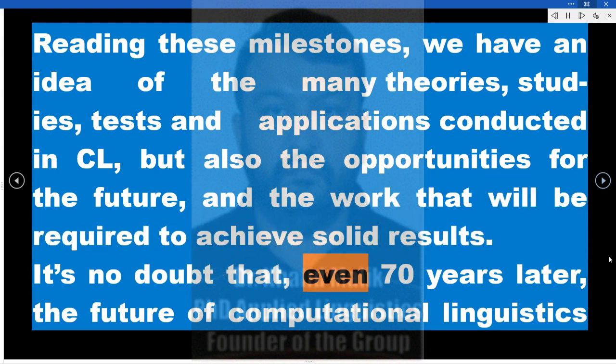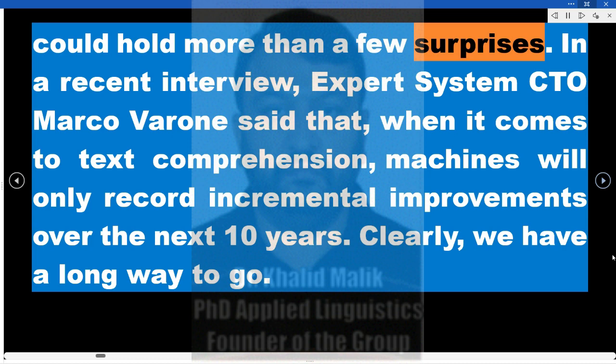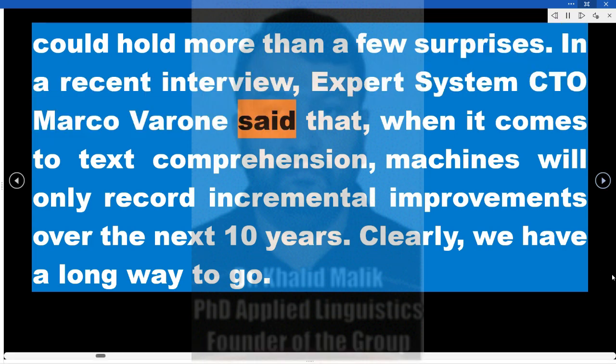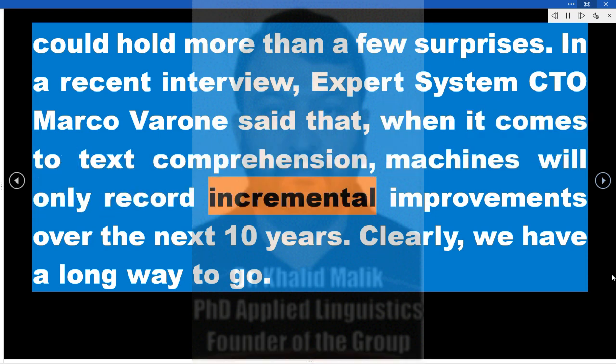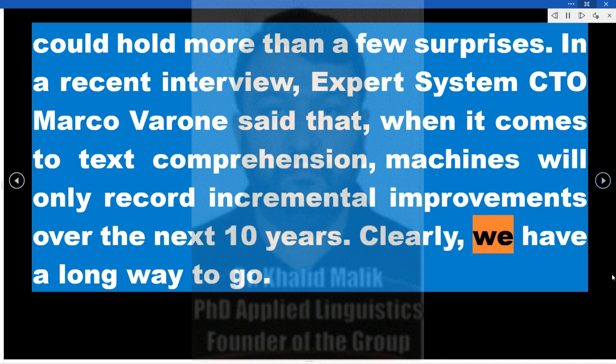There's no doubt that, even 70 years later, the future of computational linguistics could hold more than a few surprises. In a recent interview, Expert System CTO Marco Varone said that, when it comes to text comprehension, machines will only record incremental improvements over the next 10 years. Clearly, we have a long way to go.